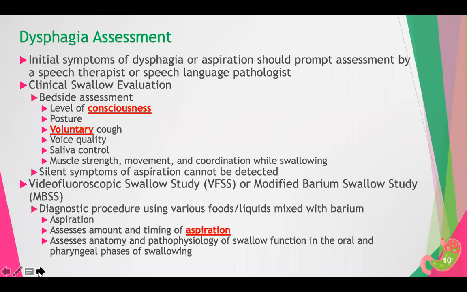The second assessment is the video fluoroscopic swallow study, also known as the modified barium swallow study. This is a diagnostic procedure using various foods and liquids mixed with barium, and it's an X-ray type of assessment. It looks for aspiration, and it can also assess the amount and timing of aspiration and assess the anatomy and pathophysiology of the swallow function in the oral and pharyngeal phases of swallowing. So again, this is an X-ray, and they utilize barium that is mixed with foods and liquids to see if the individual is actually aspirating.